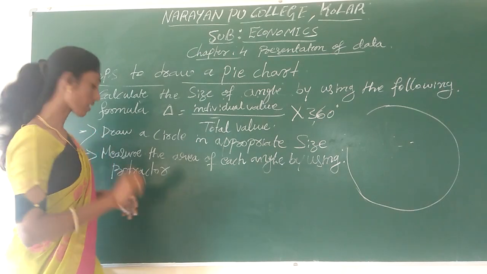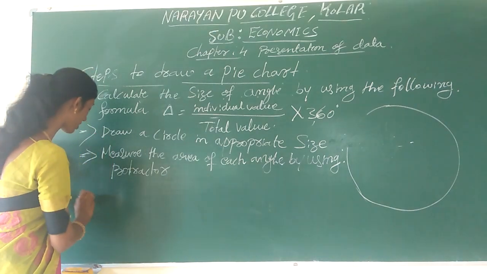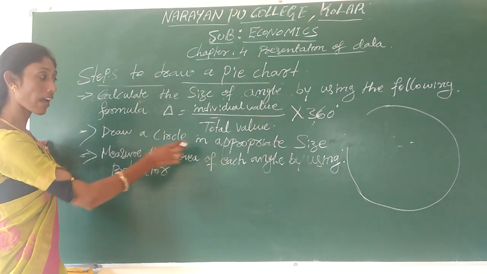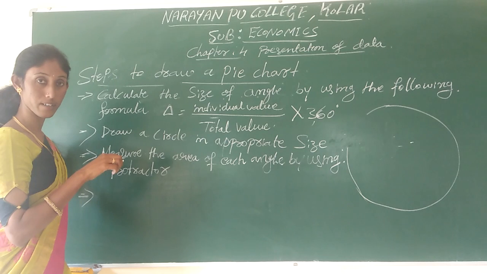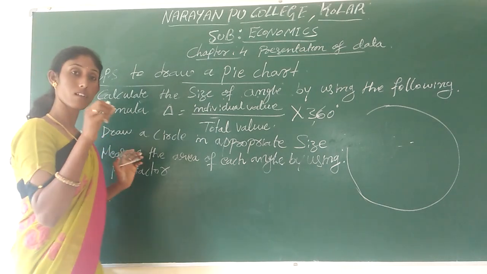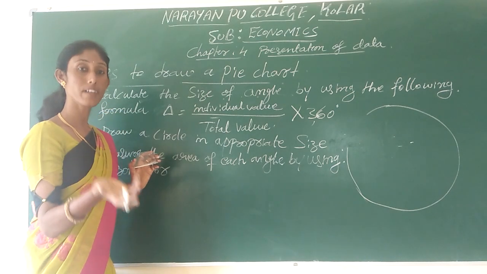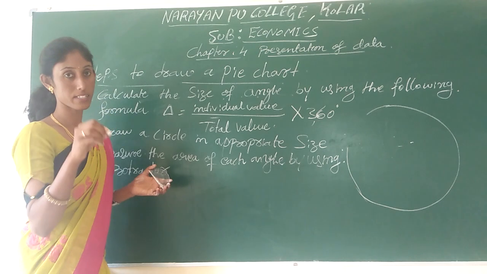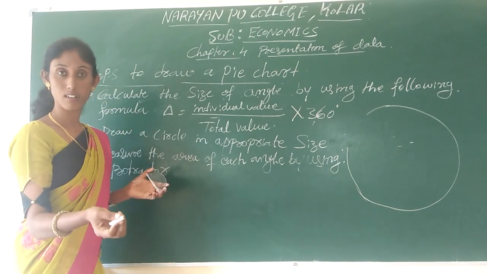And the fourth step to draw a pie chart is, whatever angles you have found, each angle needs to be shaded with different colors or different designs. Got it?